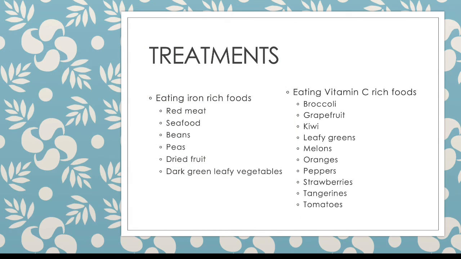Lastly, we're going to be talking about treatments. One source of treating this form of disease is eating iron-rich foods. These foods include red meat, seafood, beans, peas, dried fruit, and dark green leafy vegetables. Another source of treatment is eating vitamin C-rich foods, which include but are not limited to broccoli, grapefruit, kiwi, leafy greens, melons, oranges, peppers, strawberries, tangerines, and tomatoes.